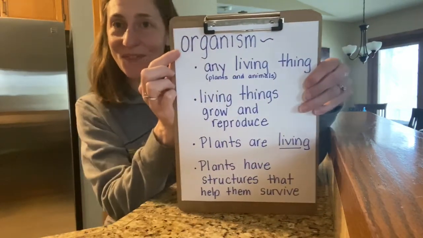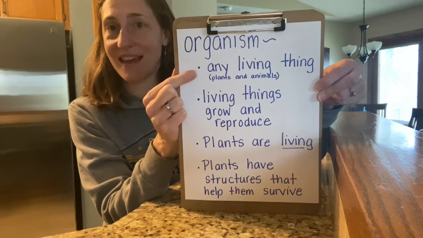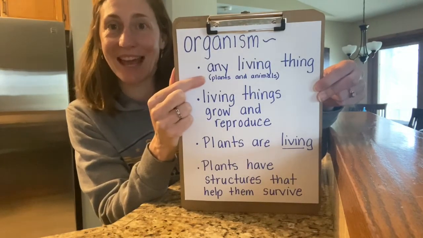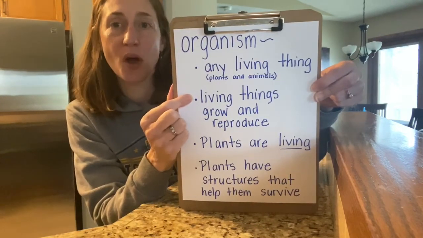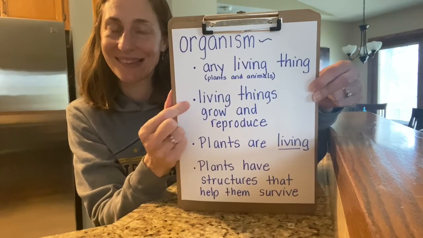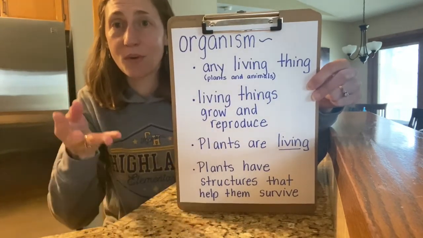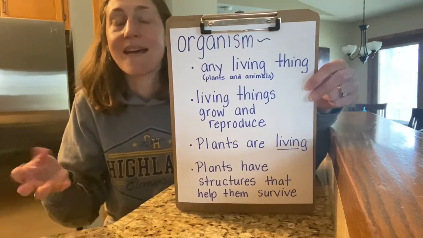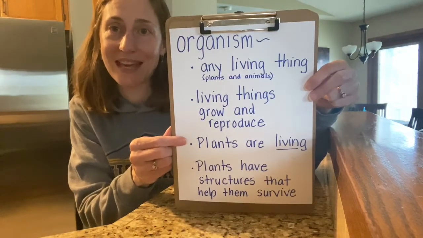A little review. An organism is any living thing, and that can include plants and animals. Living things are anything that can grow and reproduce. We say that plants are living. Plants can grow, they get taller and taller, they get bigger, they develop more, and they can reproduce. So plants are living things.